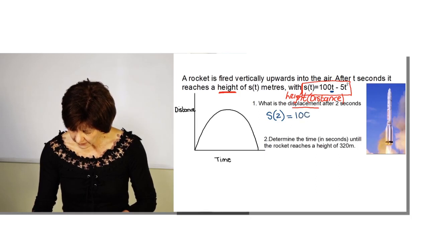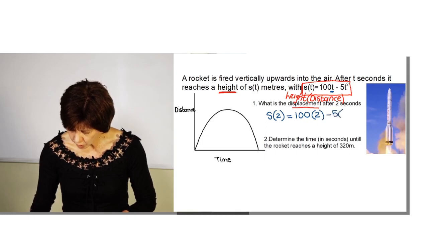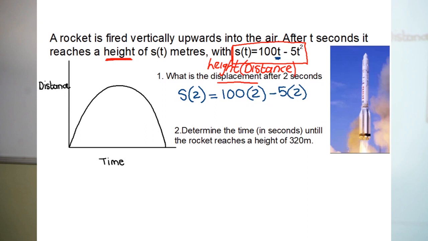So I'm going to replace t also on the other side. Every t must be replaced with a 2. And if I square it there, I'm going to end up having 200 minus 4 times 5, which is 20. So the height that it will reach after 2 seconds will be 180 meters.